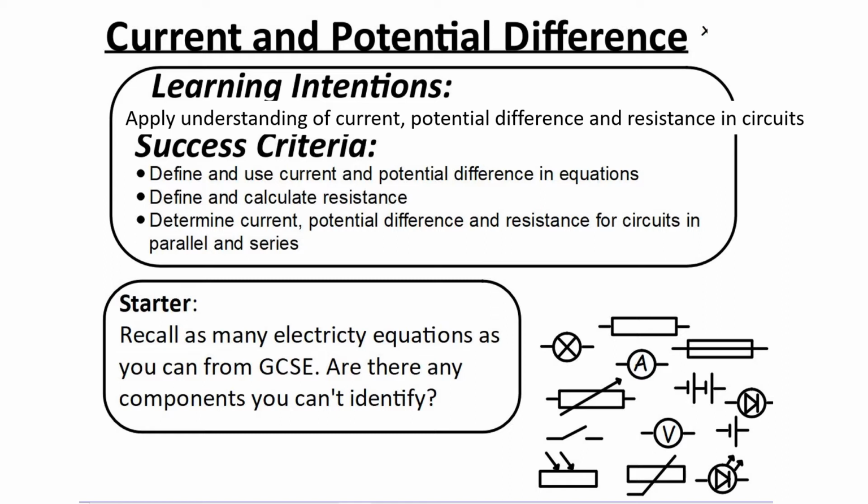This will involve you knowing some definitions and some equations, and then being able to apply those equations to the circuits. Starter activity: recall as many electricity equations as you can from GCSE. Make a list. Are there any component symbols that you can't identify from those shown here? Pause the video for a moment and do that.